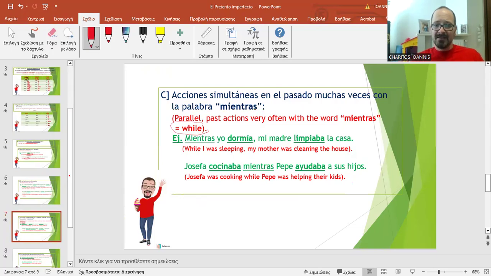Josefa cocinaba mientras Pepe ayudaba a sus hijos. Josefa was cooking while Pepe was helping their kids. But once more, Josefa was probably in the kitchen cooking, and Pepe was somewhere else in the kids' room, maybe, and was helping the kids at the same time in the past. Mientras.